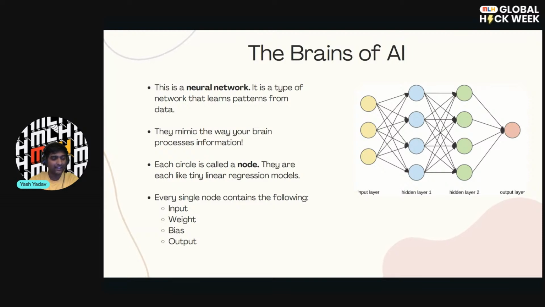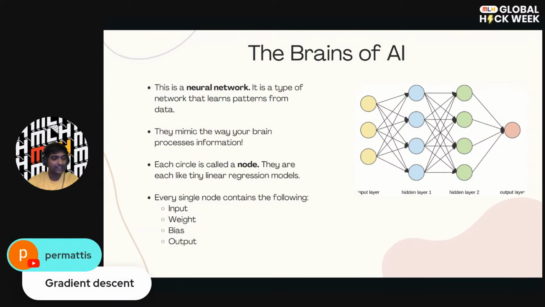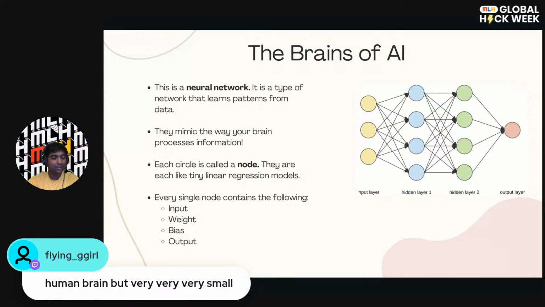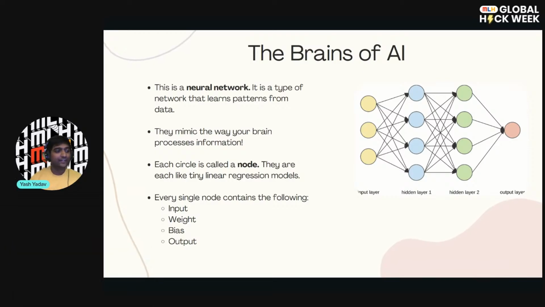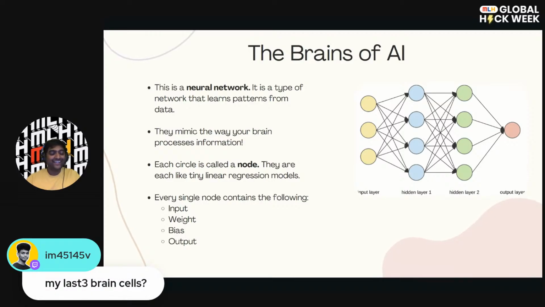Gradient descent. Okay, that is indeed a correct answer. Human brain, but very, very small. That is also a very good answer. Mimics brain cells. That's a yes, absolutely. I love these answers. So essentially, artificial neural networks, as we call them, mimic the way that your last three brain cells. Okay, I love that answer as well.